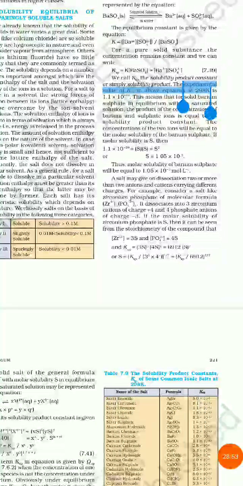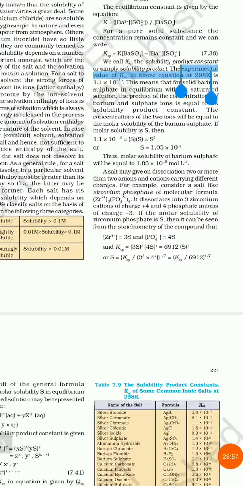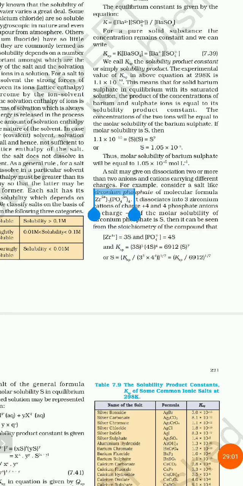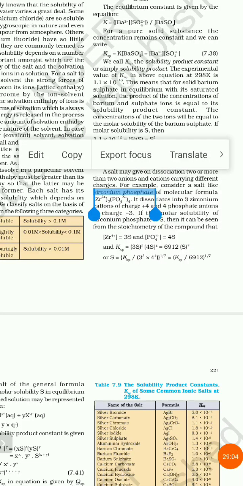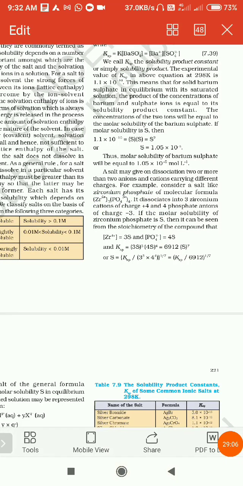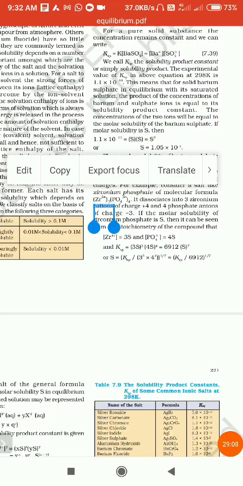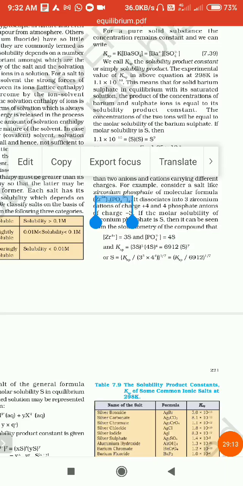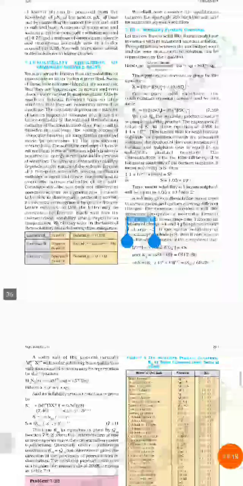Same like that, another example is taken, zirconium phosphate, ZrPO4 thrice. ZrPO4, zirconium phosphate and so on. Same like that, another example is taken. So this is what you call the solubility product constant, simply.